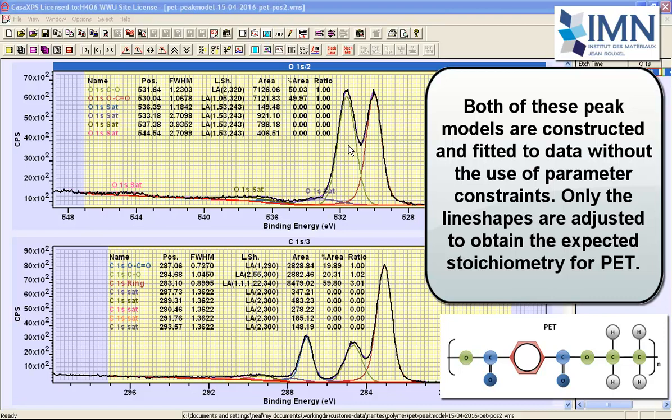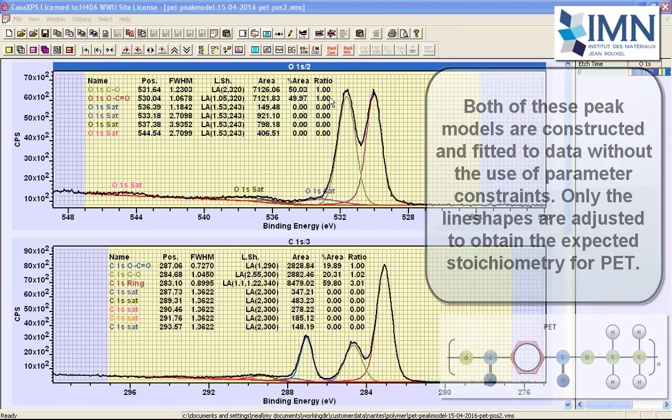Now, the novel aspect of these two models is that these ratios of 1:1 for these oxygen peaks, the 1:1 for the relationship between these carbon bonded to oxygen peaks, and 3:1 for the benzene ring to one of these two oxygen bonded peaks, this is all achieved by means of the line shape. Rather than using any parameter constraints, only the line shapes have been adjusted and fitted to these data to achieve a good chi-square and also the correct stoichiometry.